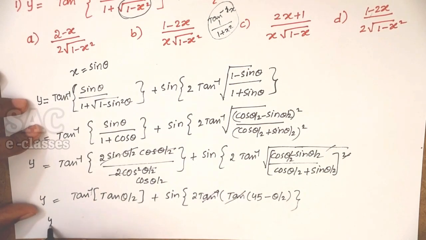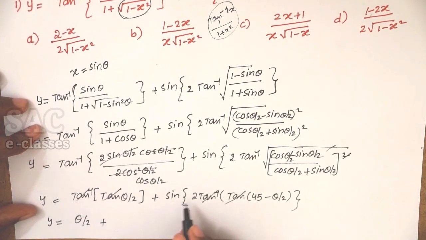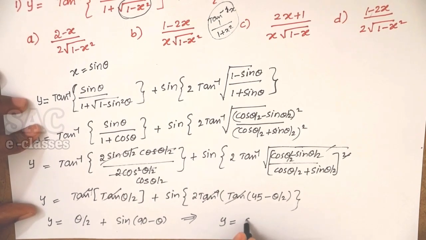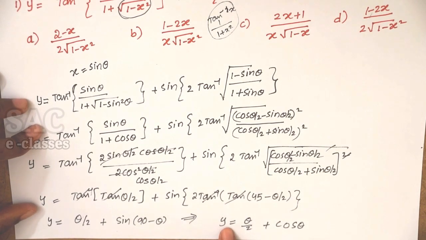Now you can write y equal to theta by 2 plus sin of 90 minus theta. We know sin of 90 minus theta, obviously we can write it as y equal to theta by 2 plus cos theta. But they asked you not to simplify this. They asked you to find out the differentiation of y.